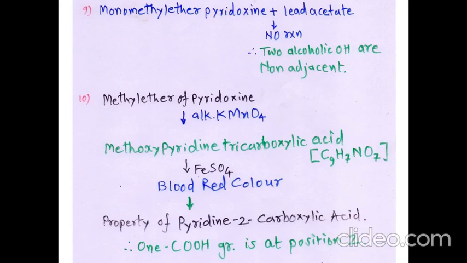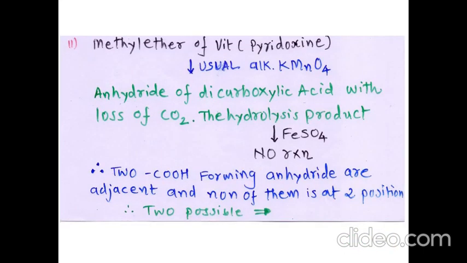And tricarboxylic varies from 2 more COOH. They are because of oxidation of CH2OH friends. So monomethyl ether of vitamin pyridoxine upon usual alkaline KMnO4 oxidation. Usual alkaline KMnO4 oxidation means you are not controlling the condition.